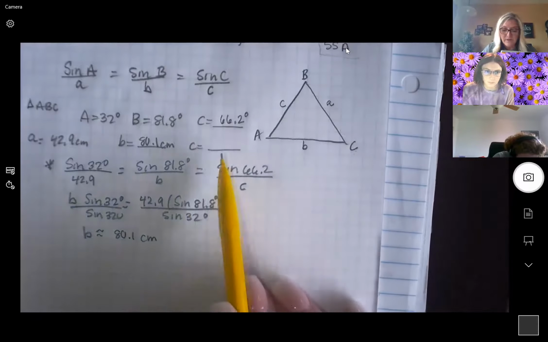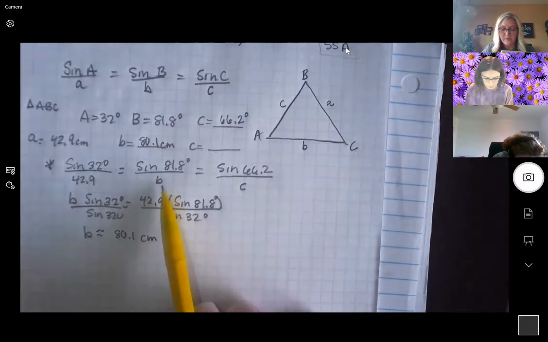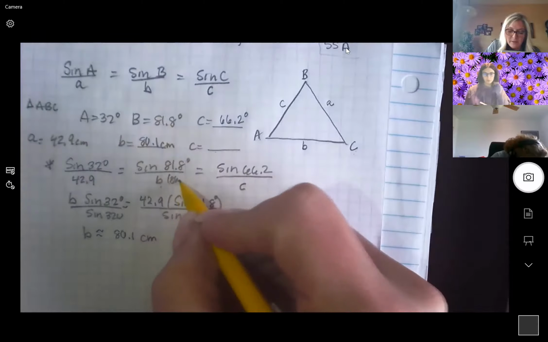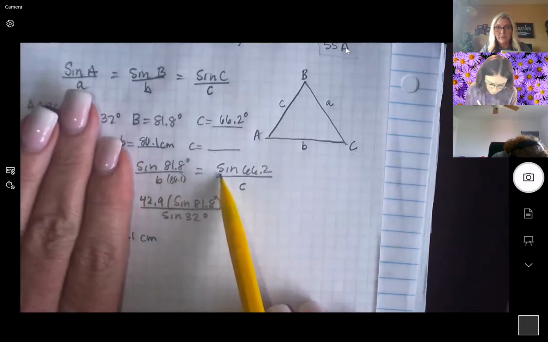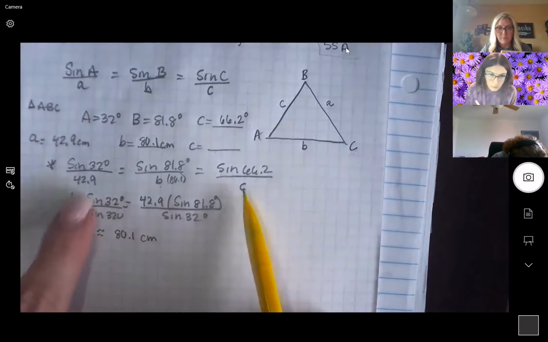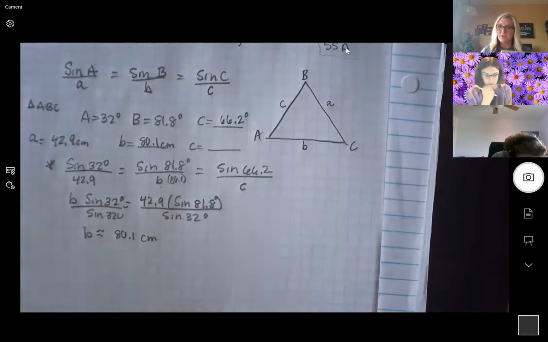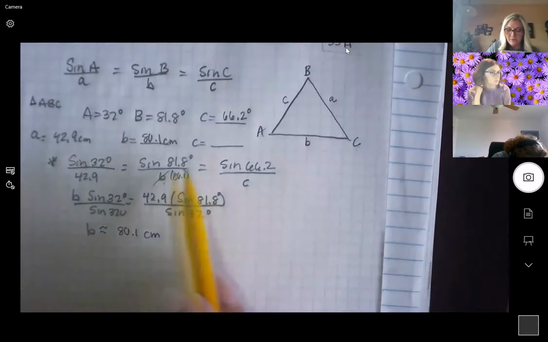All right, well now let's find C. So I now know what B is, so I could put in here an 80.1. I now know this is 80.1. So I just do the same thing again. Well, now I can use this proportion, or I can use the first and this proportion and this one. It doesn't matter. You can do whatever proportion you want. You just got to realize you only can have one unknown. So since I know what B is, I'll just do these two.